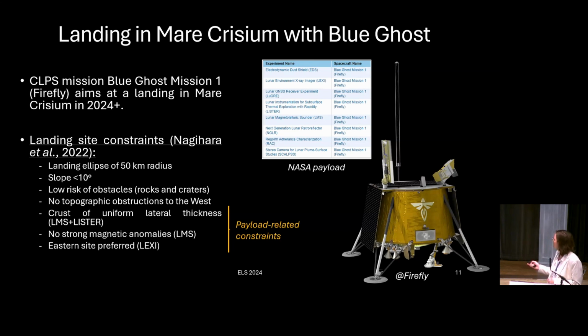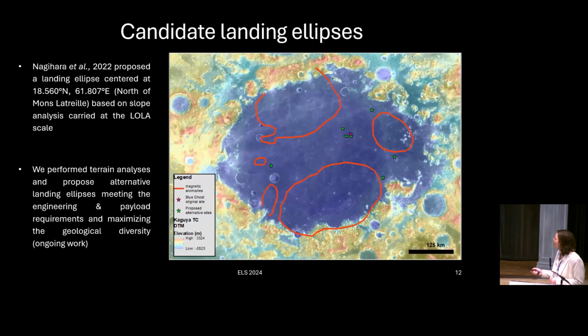Okay. Oh, and this is Firefly. And here is the list of the payloads that are already selected. So Nagihara actually proposed to go there. It's close to Mons Trail, kind of to the north of Mons Trail. And they provided this landing ellipse based on the calculation on LOLA DEMs.